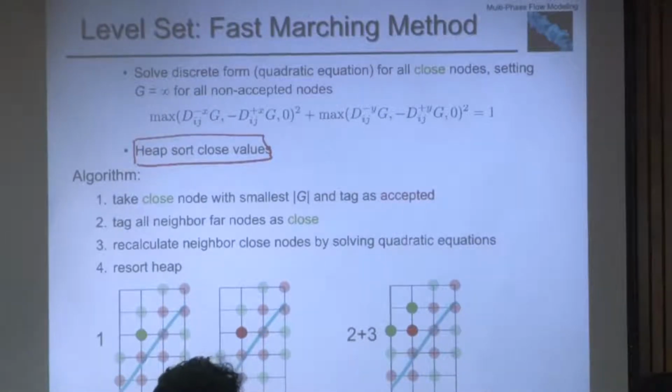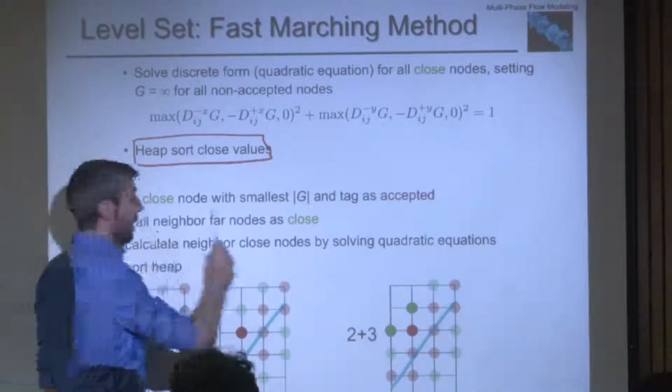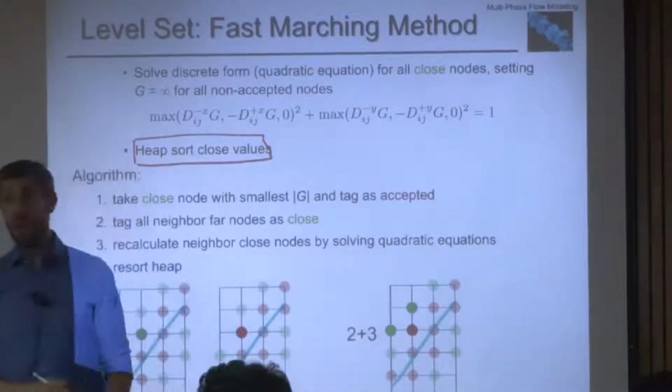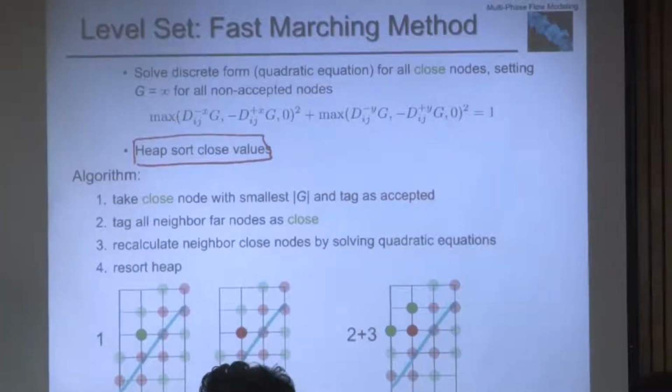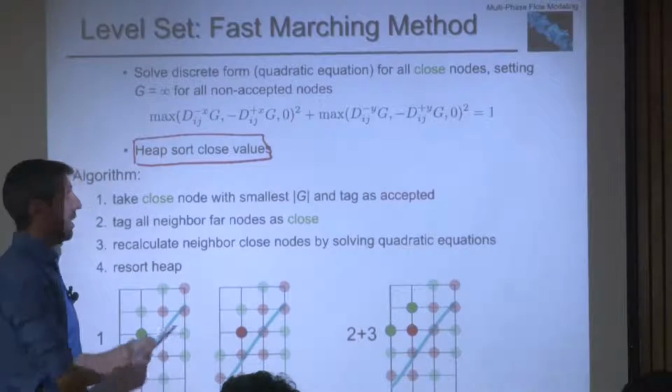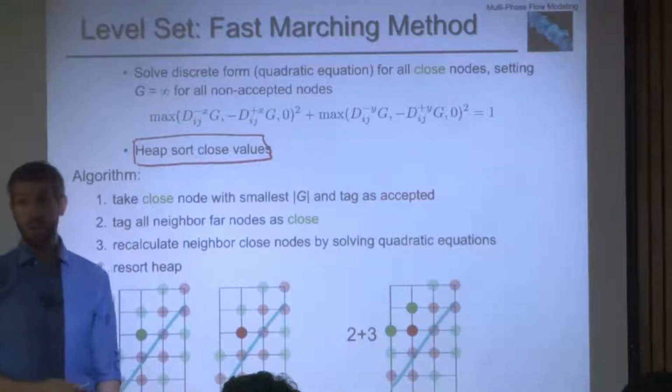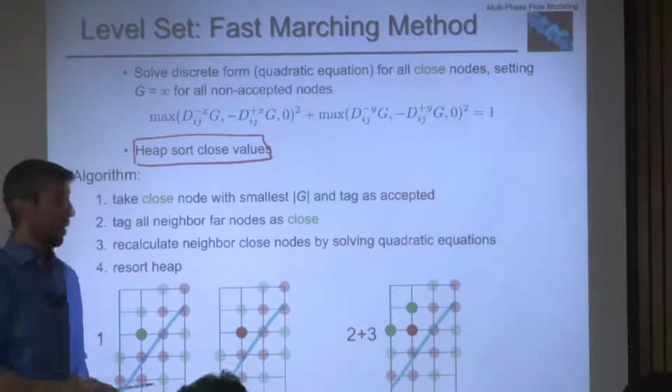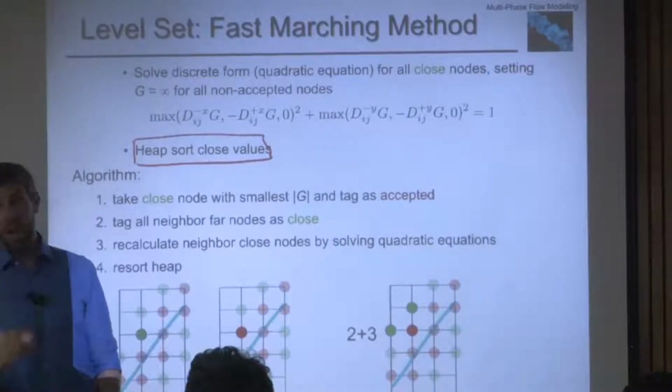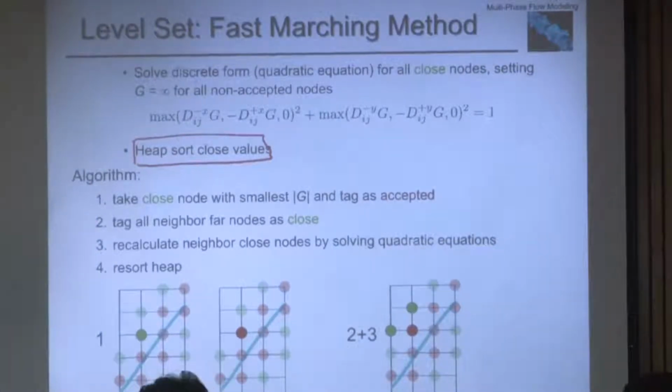So for this point, you're done. You take this guy and you tag it as accepted. And now you move forward. You have one more accepted point. You can locally, around this region, add its neighbors as now closed points. And you can update their level set values from the same Eikonal equation. And you can re-sort, and you can go again and again and again. So you iterate on this until you've sorted out all your points and until you've accepted all your points. And then you're done.